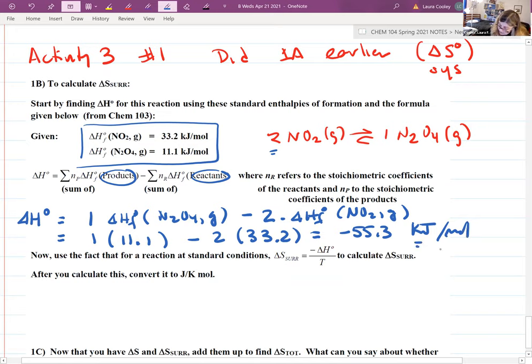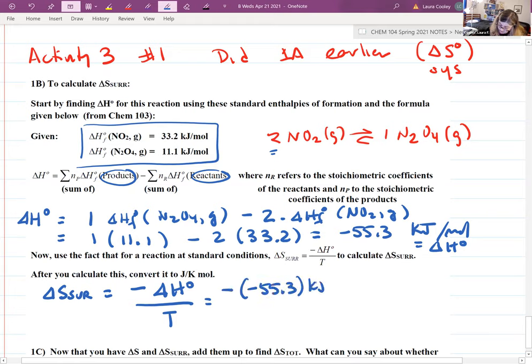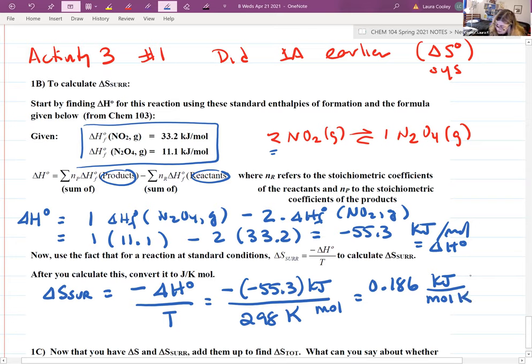So I've just calculated the delta H zero, and now I'm going to use this formula: delta S surroundings is the negative of that over the temperature. In most problems, the temperature will be 298, unless I tell you for the problem it's 350 or something. So I'm just going to take negative 55.3 divided by 298, and that comes out to 0.186 kilojoules per mole Kelvin. And that is delta S sur.